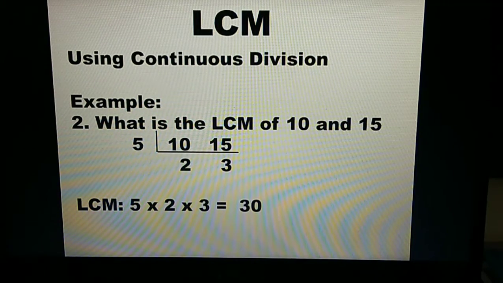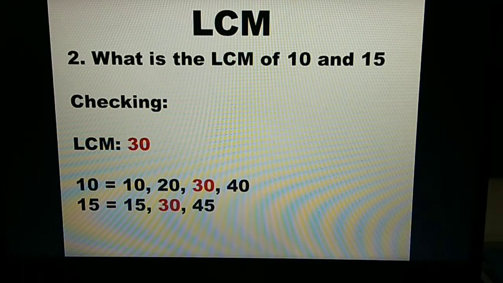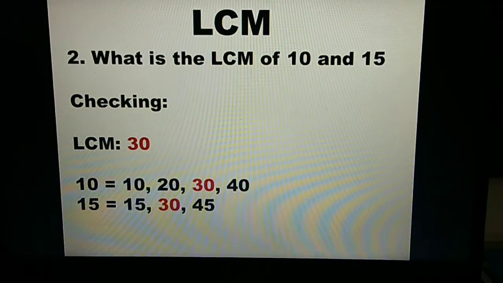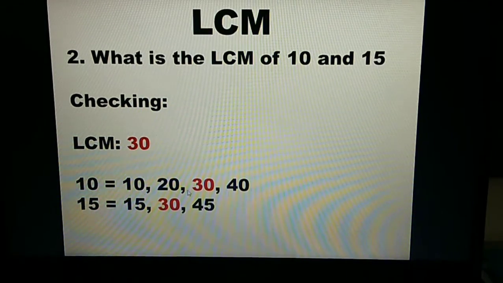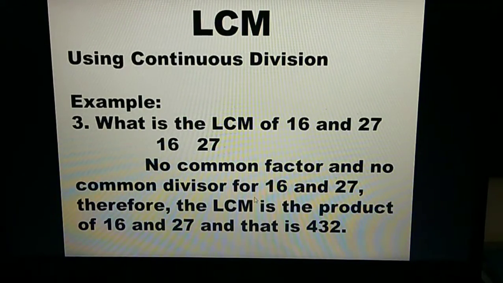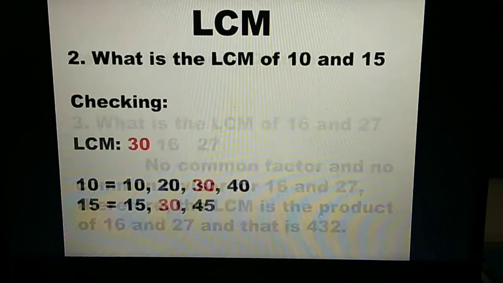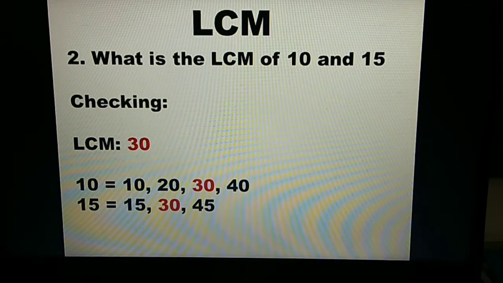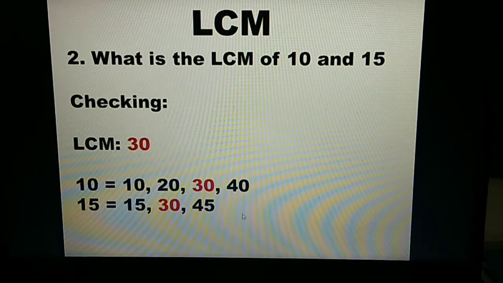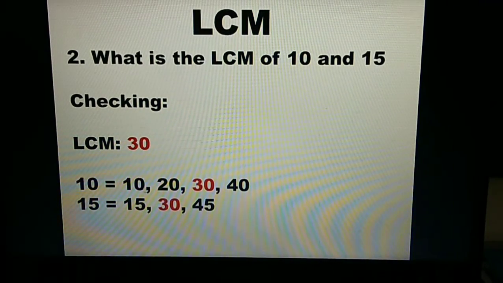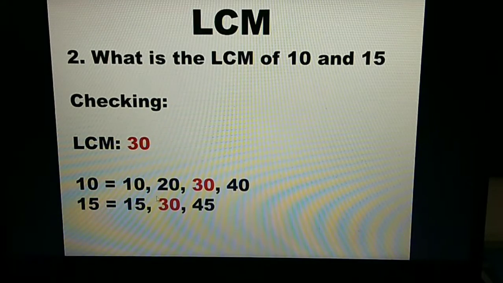Okay. Checking. Listing all the multiples of 10 and 15. Multiples of 10, we have 10, 20, 30, 40, 50, and so on. And then multiples of 15, we have 15, 30, 45, 60, and so on and so forth. So, here, the least number in the set of multiples of 15 and 10 is the number 30.